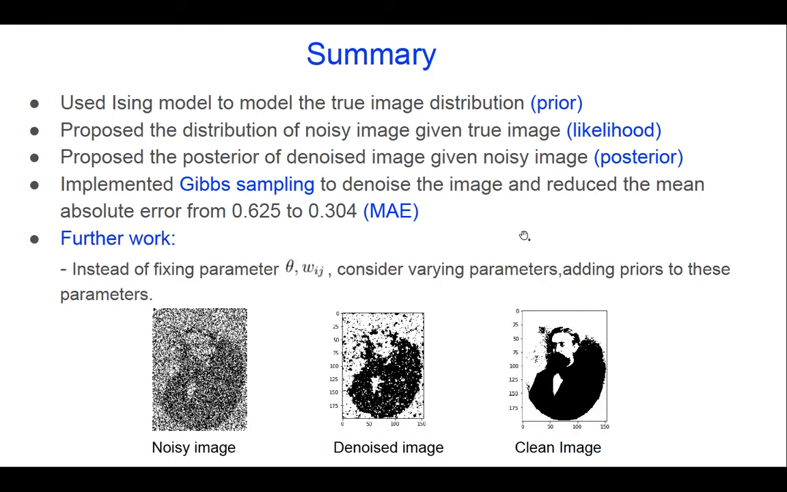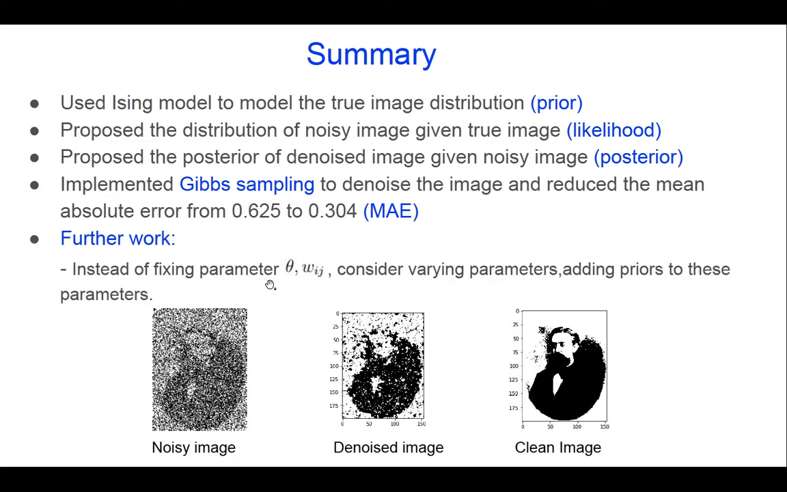Here is the summary. We use the Ising model to model the distribution of the true image. Here we set our Ising model as the prior. This is a very important part of this project. And we propose the distribution of the noisy image given the true image. Here we set up the likelihood. And then we propose the posterior of the true image given the noisy image, and we got the posterior. And we implement Gibbs sampling to denoise the image and reduce the mean absolute error from 0.625 to 0.304.